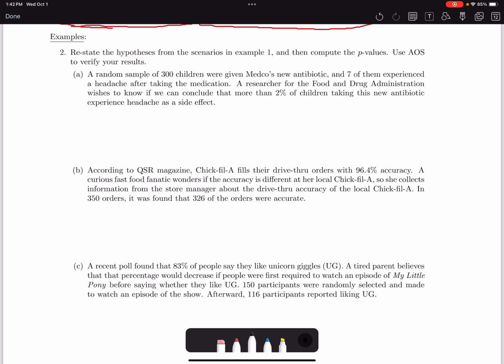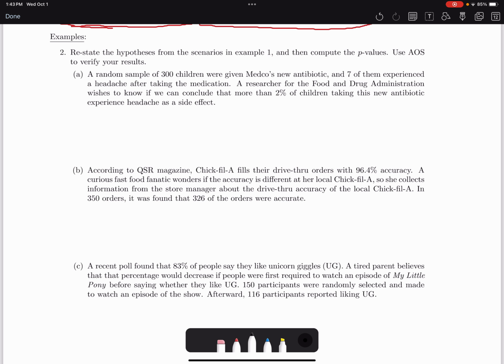Let's look at a couple examples. Number 2 here says, restate the hypotheses from the scenarios in example 1, and then compute the p-values. Use Art of Stat to verify your results. Okay, well, we'll do it the long way in part A, and then I'll show you how to use Art of Stat, and then in parts B and C, we'll just use Art of Stat to do this. But for part A, first of all, it says to restate the hypotheses, so let's do that.